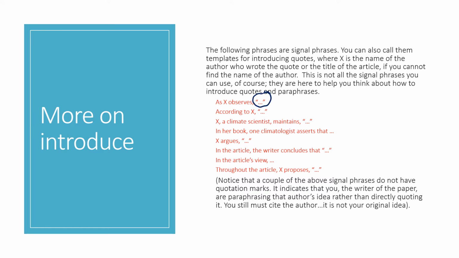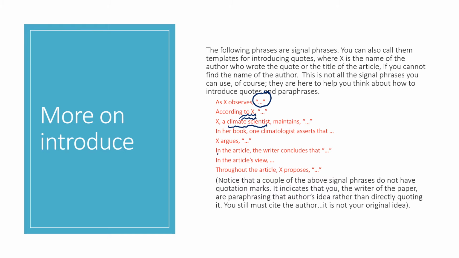So, according to X, if this is the name of the author, and sometimes if you know who the author is, you could give their title. X, a climate scientist, maintains. In her book, one climatologist asserts, and I'll show you, if you decide to use this way to introduce your quote, how it's actually cited in the paper in the next part.